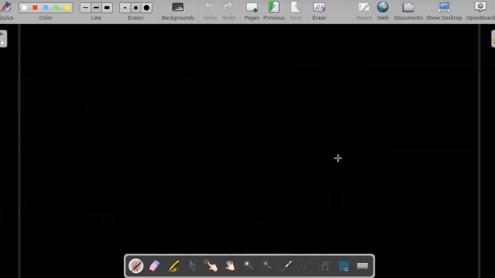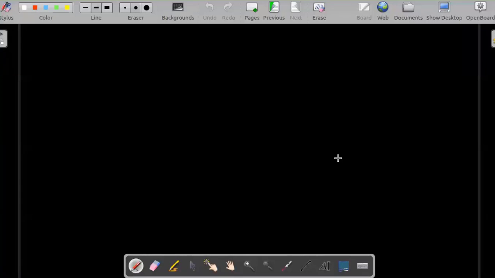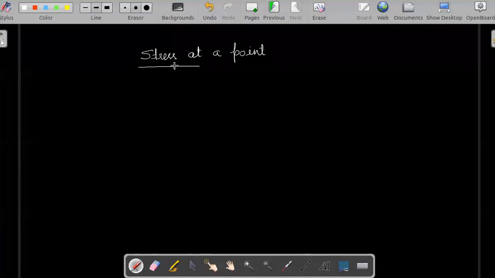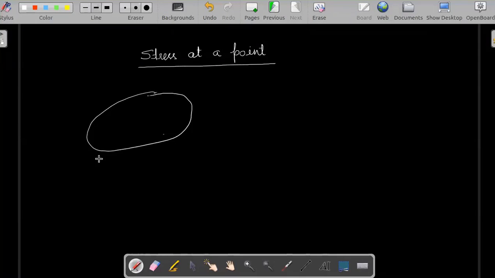Let's see now the concept of a stress. So stress at a point. Stress at a point. So let's consider a body, and these are the boundary conditions.